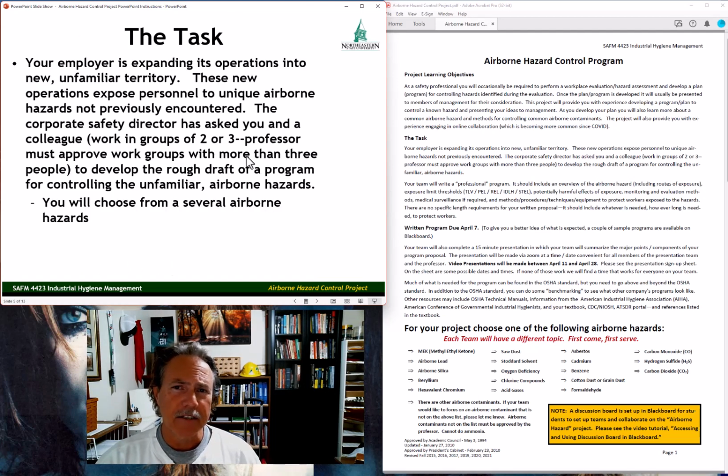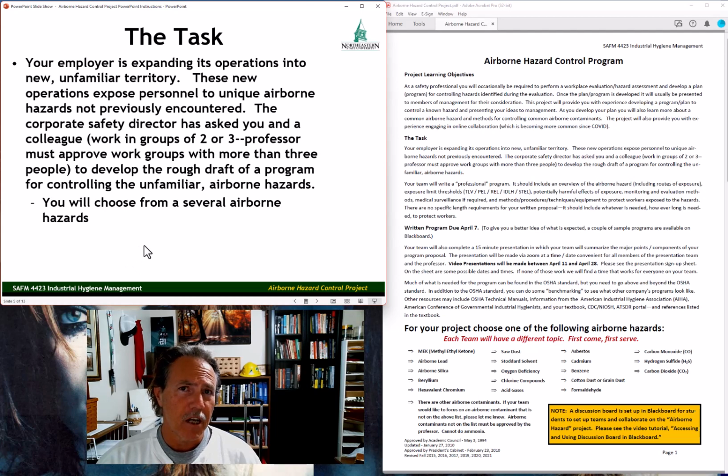But let's talk about the task. And what I've done here on the slide is I've just cut and pasted from the written instructions that are on Blackboard. But here's the task that you're working on for this project. Your employer is expanding its operations into new unfamiliar territory. These new operations expose personnel to unique airborne hazards not previously encountered. The corporate safety director has asked you and a colleague, and you're going to be working in groups of 2 or 3, no more than 3, to develop a rough draft of a program for controlling the unfamiliar airborne hazards.